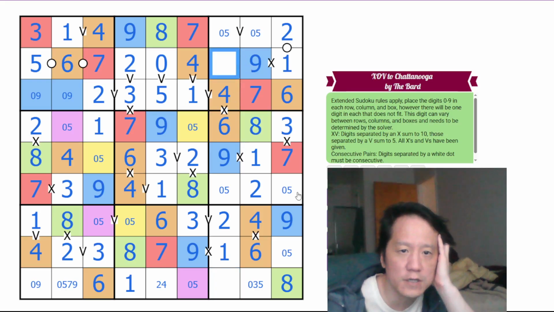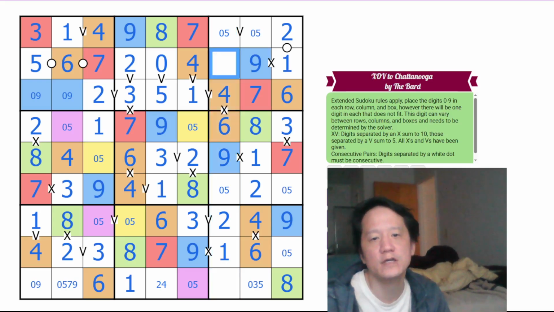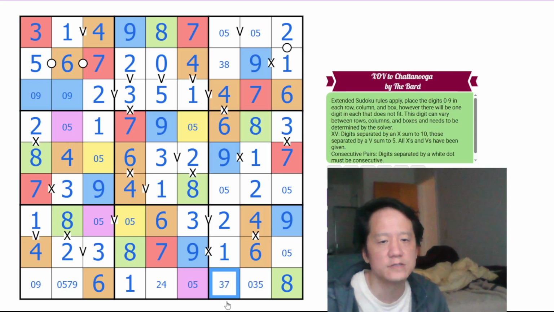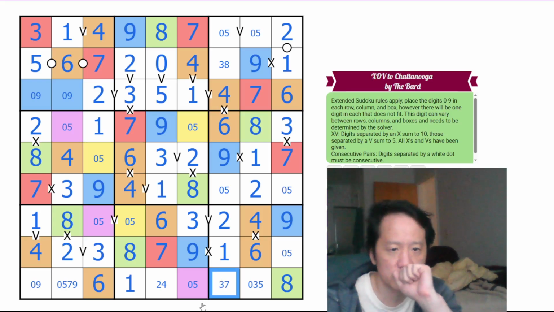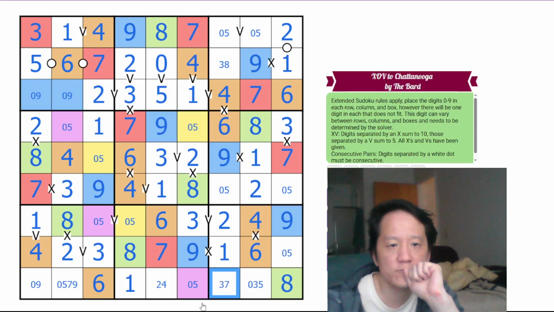Remaining digits in column 3... sorry, column 7 are 3, 7, 8. This can't be 7. This is 3 or 8. This can't be 8. This is 3 or 7. The digit we're missing in row 9 is 2 or 4.